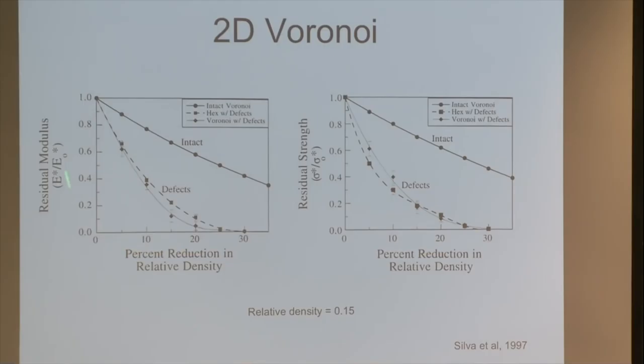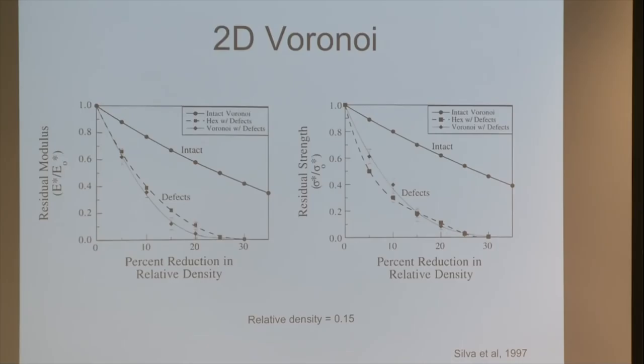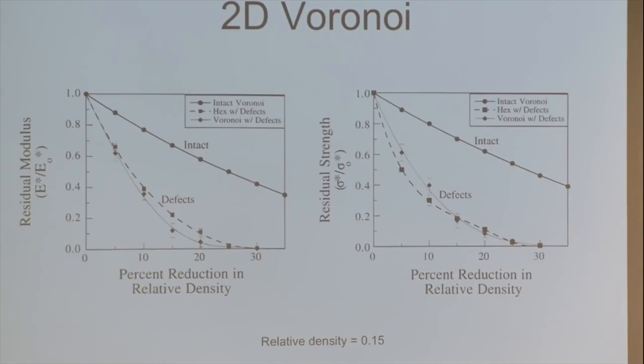So this is the residual modulus plotted against the reduction in relative density. Residual modulus is the modulus after we've reduced the density by some amount, relative to the initial modulus. Okay? If we have an intact honeycomb where we just thin the struts, we don't remove any struts, as you reduce the density, the modulus just goes down like that. That's really just the same as those analytical formulas that we had. But if you start removing struts, not too surprisingly, the modulus goes down substantially more.